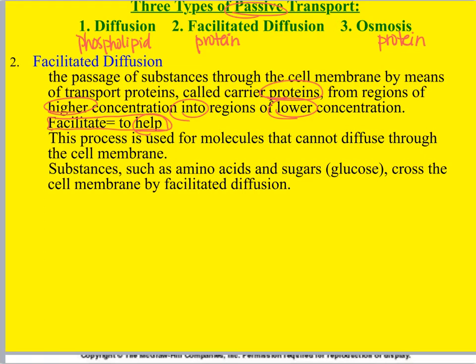So things like amino acids, glucose, and other things go through facilitated diffusion. And again, this is for particles that cannot go through the phospholipid bilayer. Maybe they're too large, or maybe they are polar.